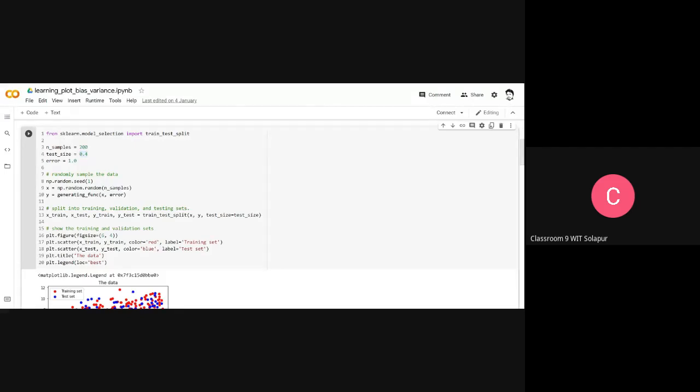60/40. Yes, you are right. The split I am doing is 60/40 because I am using 0.4 as the test size. Out of 200, 0.4 means 40%. So it's a 60/40 split.